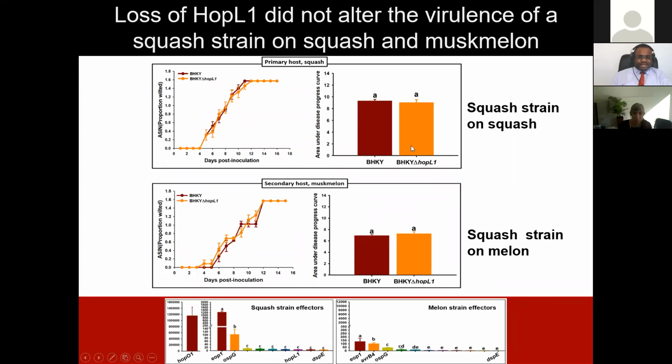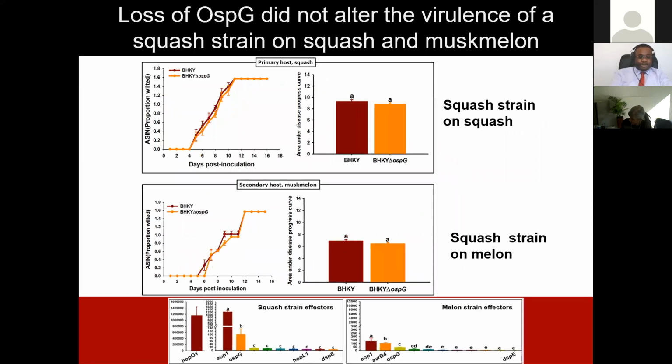And we found the same thing with HopL1, which was also highly expressed in the squash strain on its secondary host, and did not alter virulence at all. We also found the same thing with OspG. So again, this is not uncommon. When you delete a particular effector gene, you don't get a phenotype. This is just what we're seeing here. So nothing strange for now.